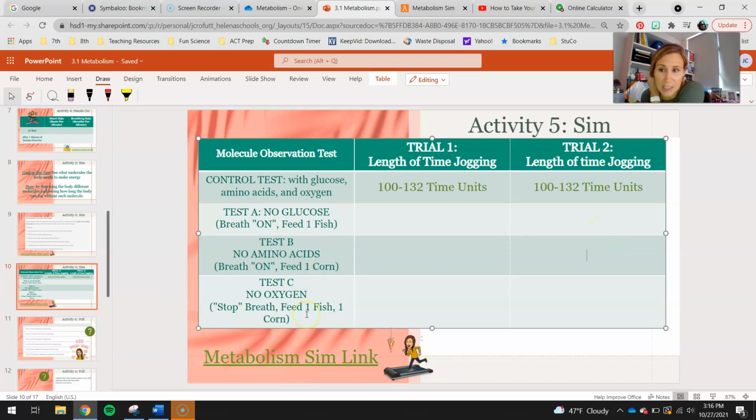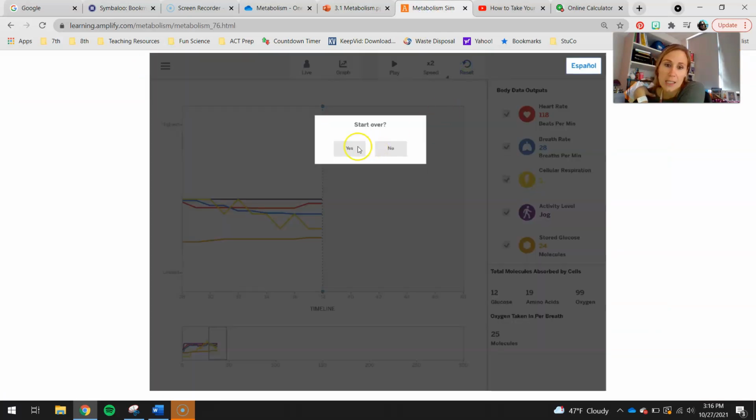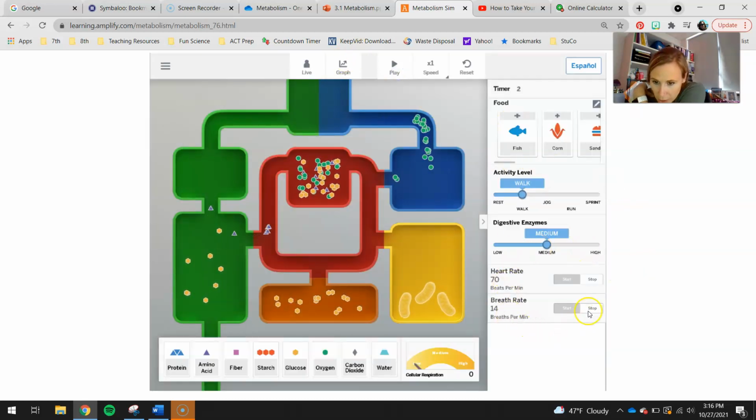And then finally, this one's the fun one. This would be like if your little body was holding its breath. You're going to feed 1 fish and 1 corn, so we're going to make sure we have glucose and protein available in our diet, but our little human is not going to be breathing. So again, you can hit reset, start over, observe, and then you're going to pause it. Here is where you turn your breath off. You're going to hit stop. We're having 0 breaths per minute.